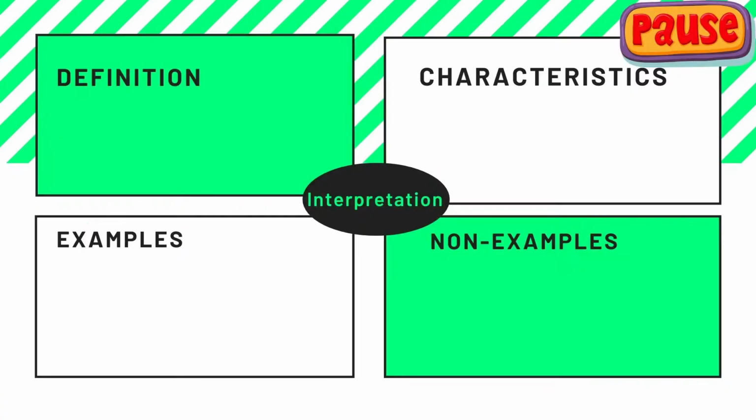And if you could fill out the Frayer model for it, please. So if you can just pop in a definition of interpretation. And if you could write some characteristics of interpretation, so something about interpretations or different types of interpretations. Now, if you could add some examples of interpretations. And finally, some non-examples, because we do tend to think in binary and we remember things well from what they are not.